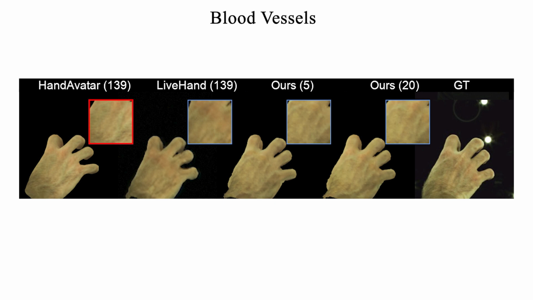Blood vessels: hand avatar only reconstructs the obvious veins in the lower right, ignoring the more subtle ones in the upper left. LiveHand tends to blur the thread-like vessel shapes. In contrast, GaussianHand can render the blood vessels bulging on the back of the hand.